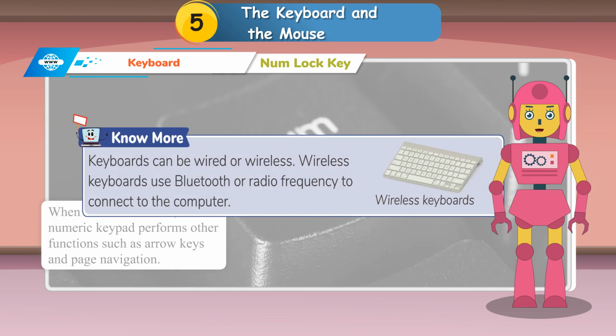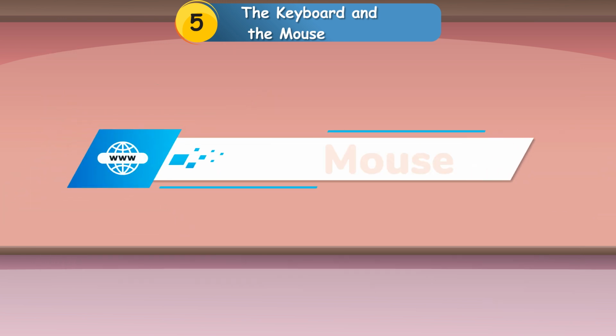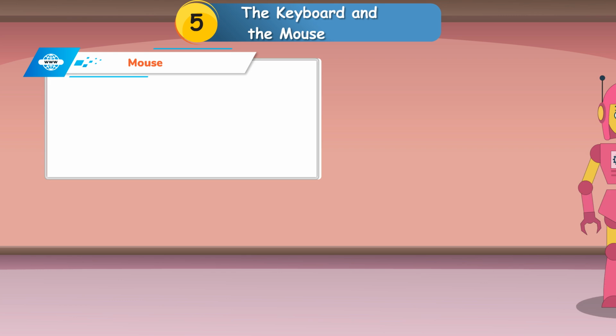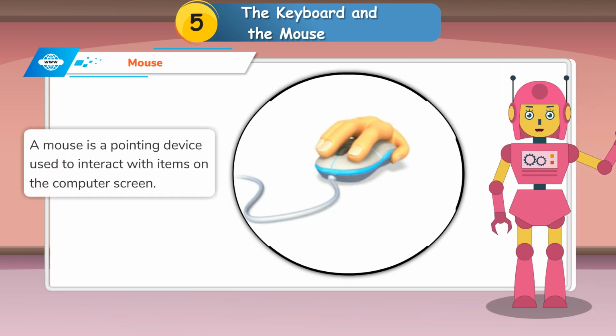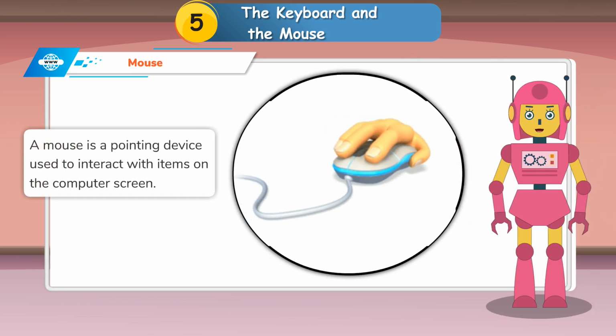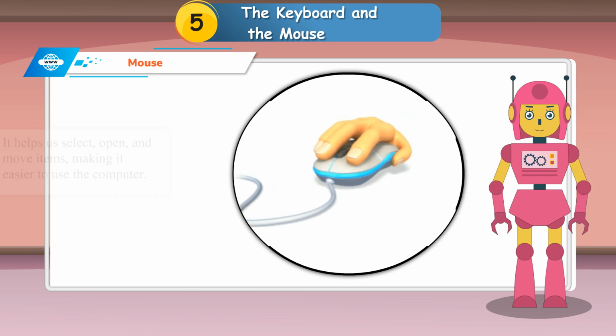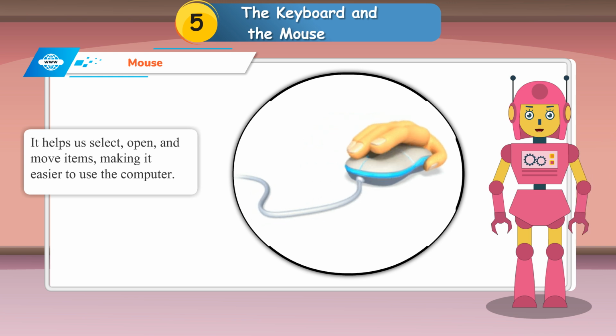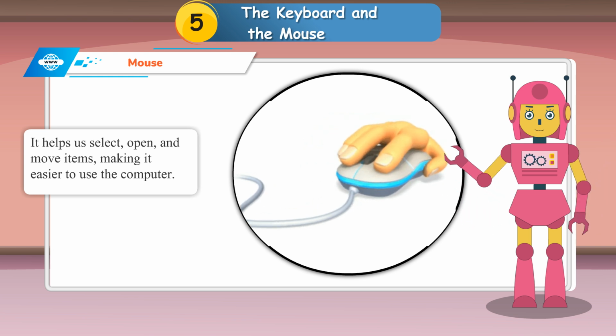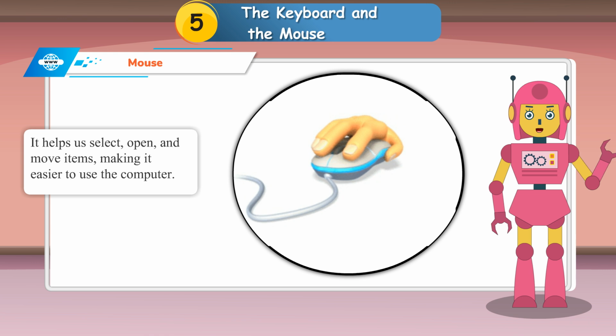Keyboards can be wired or wireless. Wireless keyboards use Bluetooth or radio frequency to connect to the computer. Mouse. A mouse is a pointing device used to interact with items on the computer screen. It helps us select, open and move items, making it easier to use the computer.